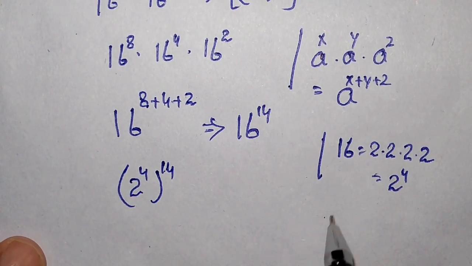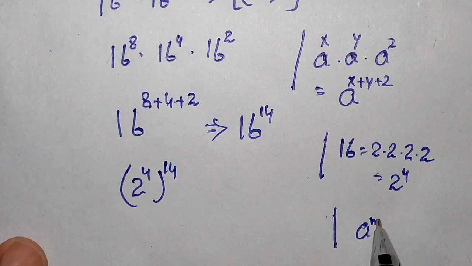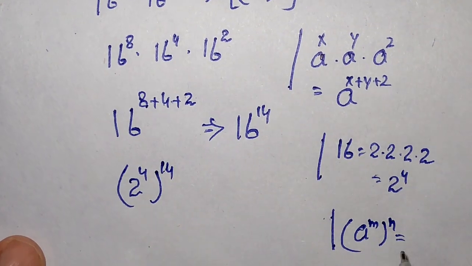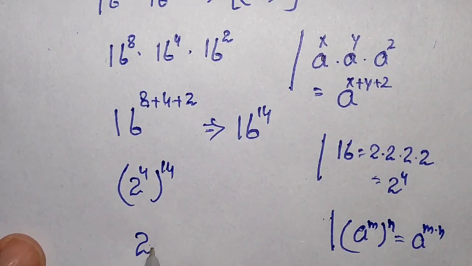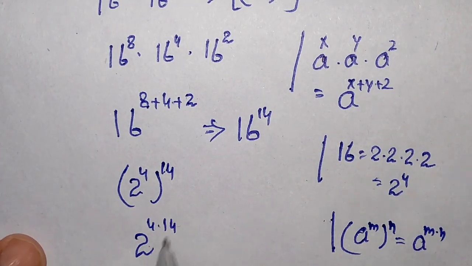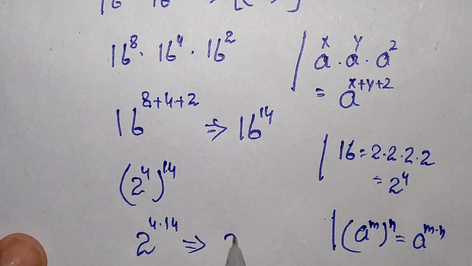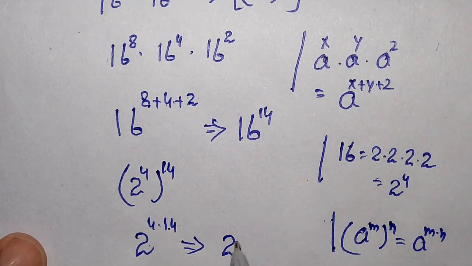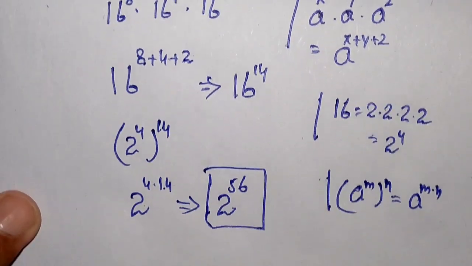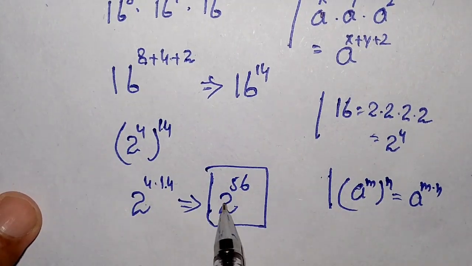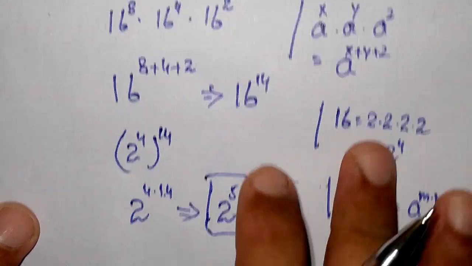Now again we know that a to the power of m to the whole power of n is equal to a to the power of m times n. So this can also be written as 2 to the power of 4 times 14, and this is equal to 2 to the power of 56. So this is our final simplified form and answer, 2 to the power of 56. This is the answer of the question.